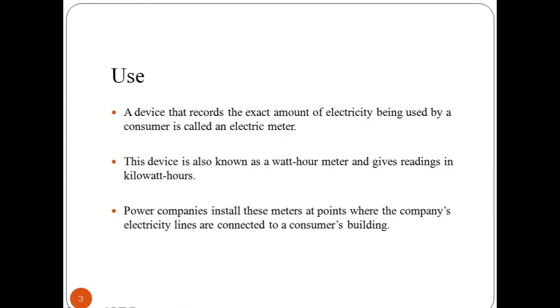An electric meter is a device that records the exact amount of electricity being used by a consumer. This device is also known as a watt-hour meter and gives reading in kilowatt hours. Power companies install these meters at points where the company electricity lines are connected to a consumer's building in order to measure the units of electricity consumed by them.